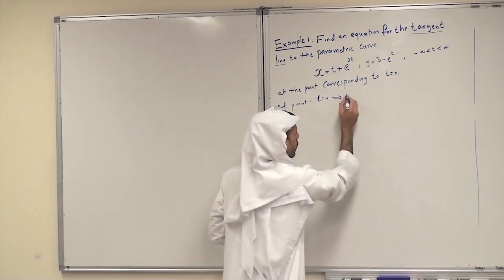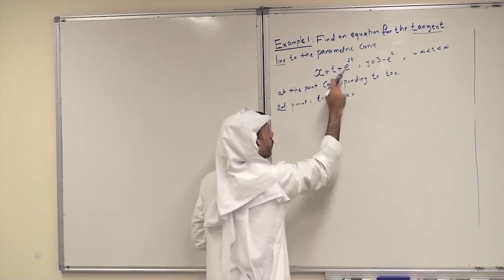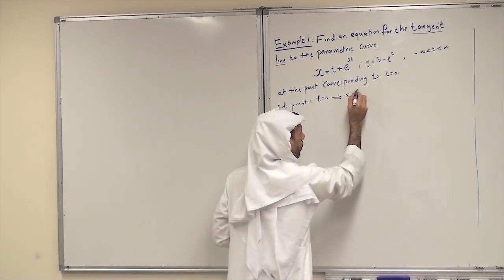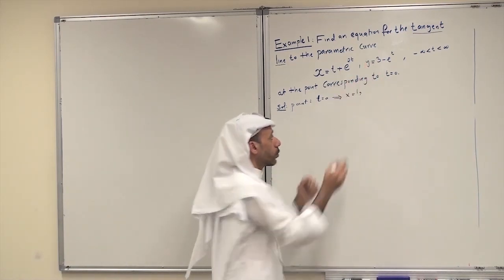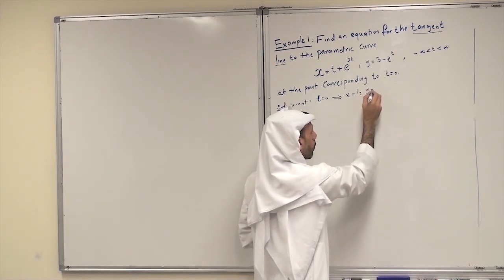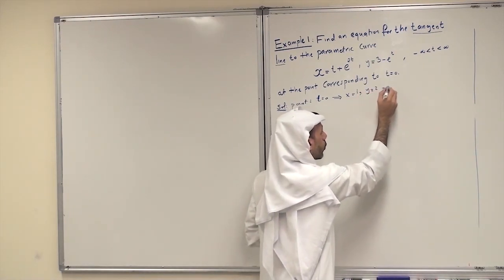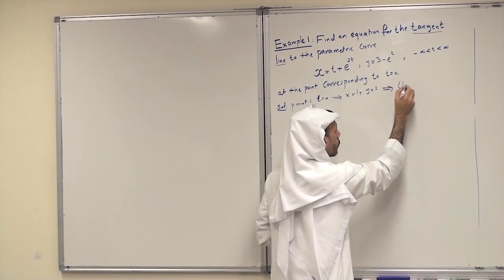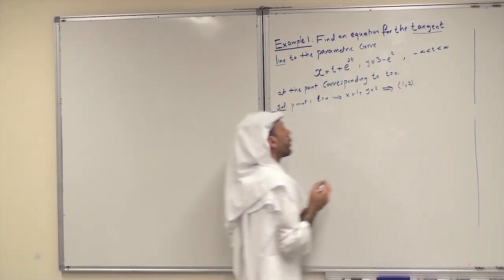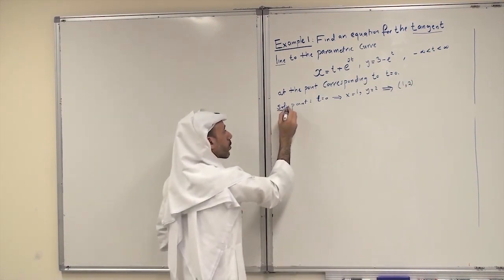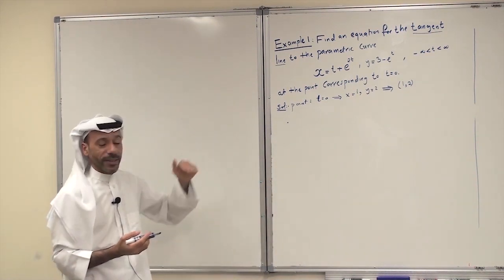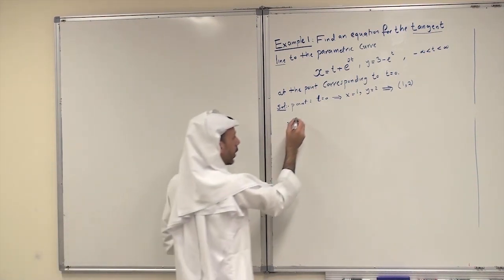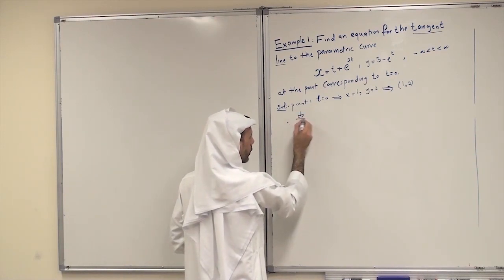Substitute. When t equals 0, you get x equals 0 plus e to the power 0, which is 1. And for y, you get 3 minus 1, which is 2. So the corresponding point is (1, 2). This is for the point. For the slope, I have to find dy/dx first. So what is dy/dx?